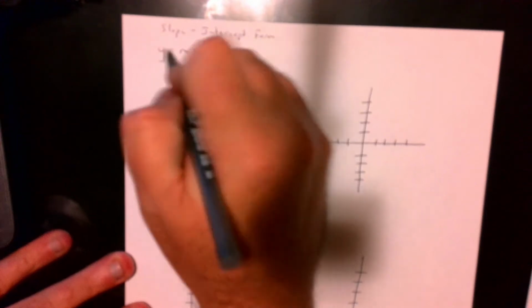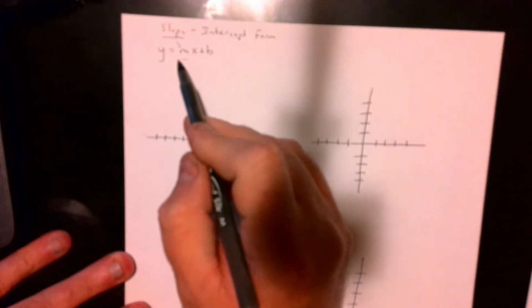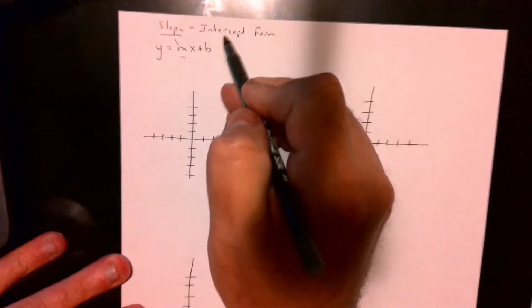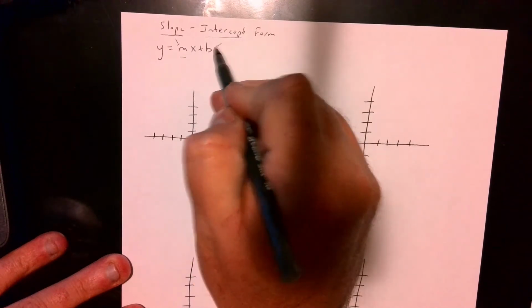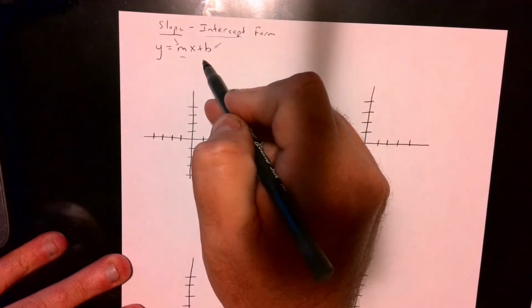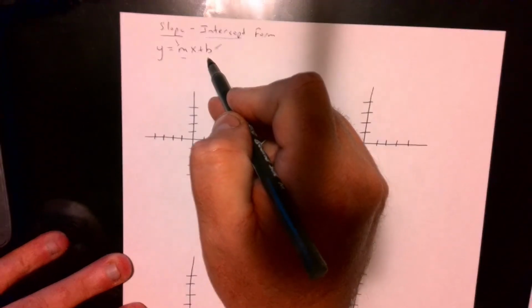We need to know what the slope is, which is our m, and we've been focusing on that the last few times in class. But today we're going to also include this intercept, and the intercept is our b. Another way we can think of the b is our beginning point. Where do we begin?